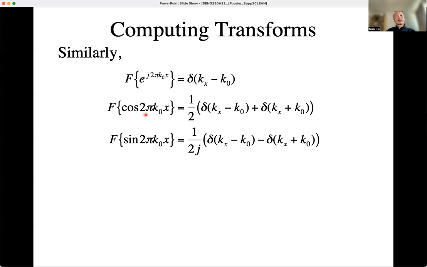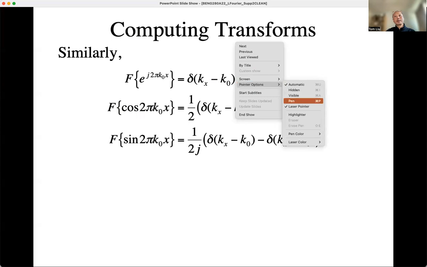Similarly, I can take the Fourier transform of cosine 2 pi k naught x. If I expand this out, it's got e to the j 2 pi k naught x plus e to the minus j 2 pi k naught x. So it has a value at k naught, and this has a value at minus k naught. If I were to draw the spectrum, it would look something like this.